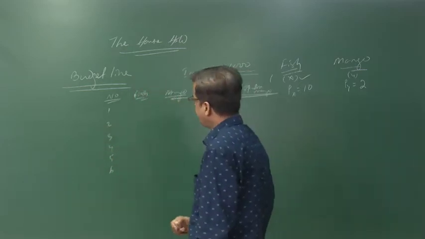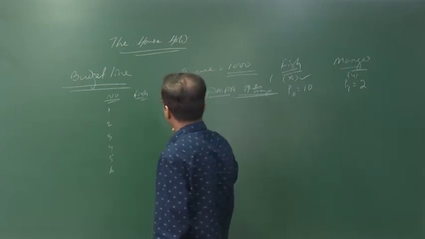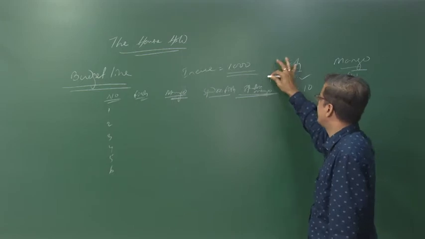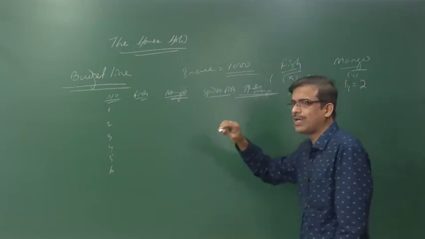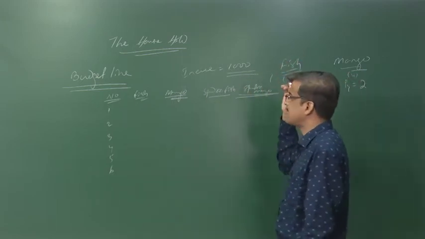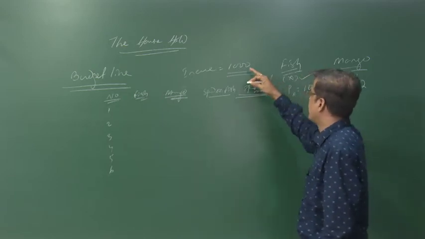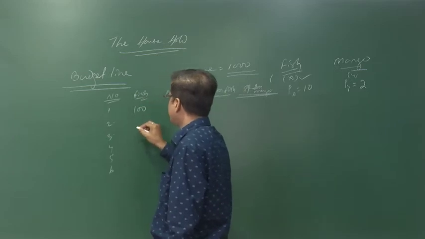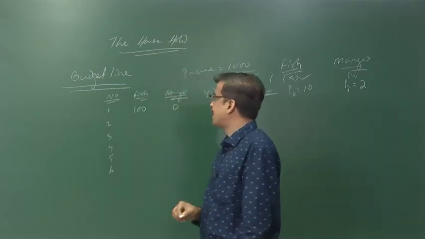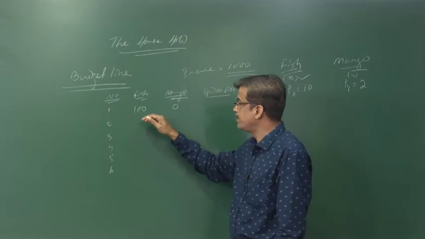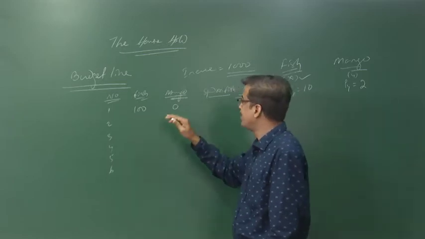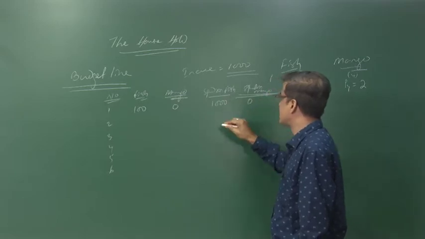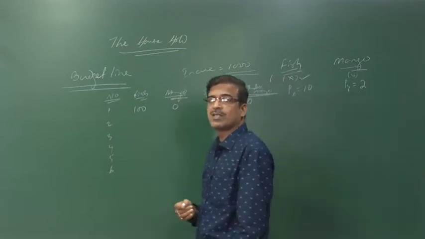Now, if he spent the entire income on fish, tell me how many fish are going to be consumed? That means 1000 divided by 10, it will be 100, right. So that means 0 units of mango are going to be consumed and 100 units of fish will be consumed, and thereby his spend on fish is 1000 and that on mango is 0, the addition is 1000.